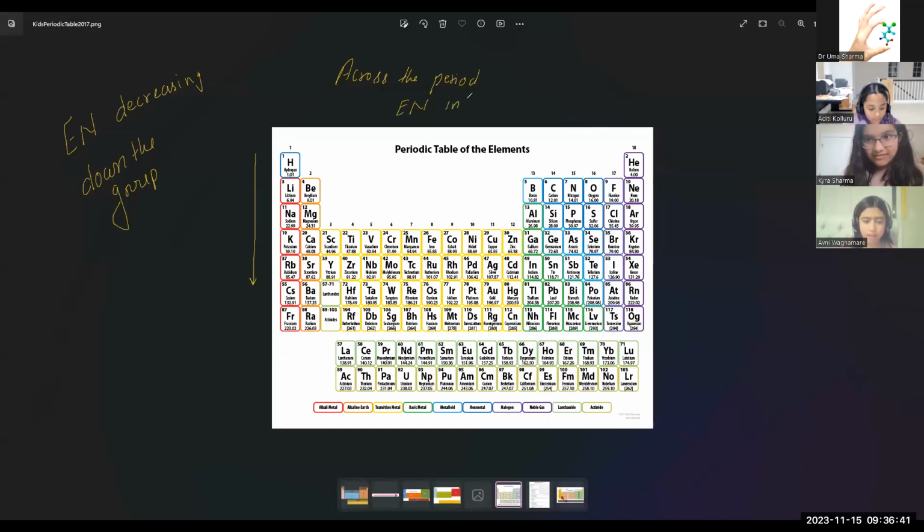It has the shared pair. No, start with the size. What happens across the period to the size? It increases. Size. Oh wait, it decreases. So as the size decreases, the bond pairs, do they come closer to the nucleus or away from the nucleus?